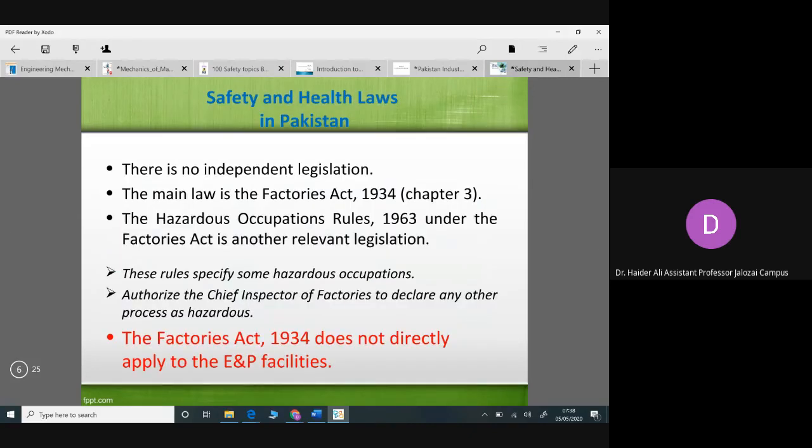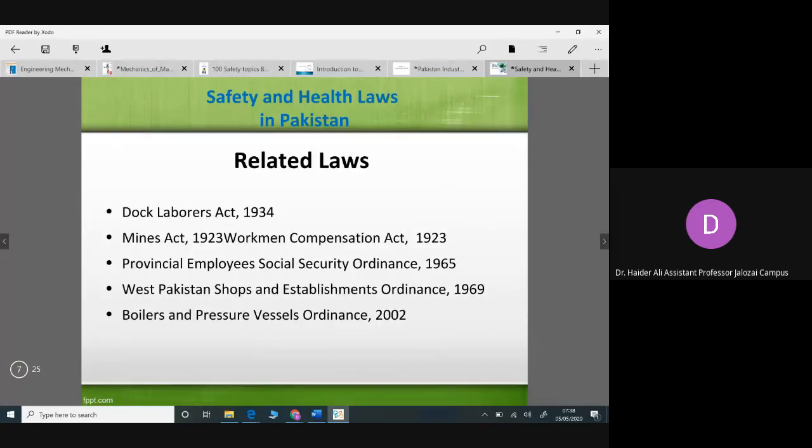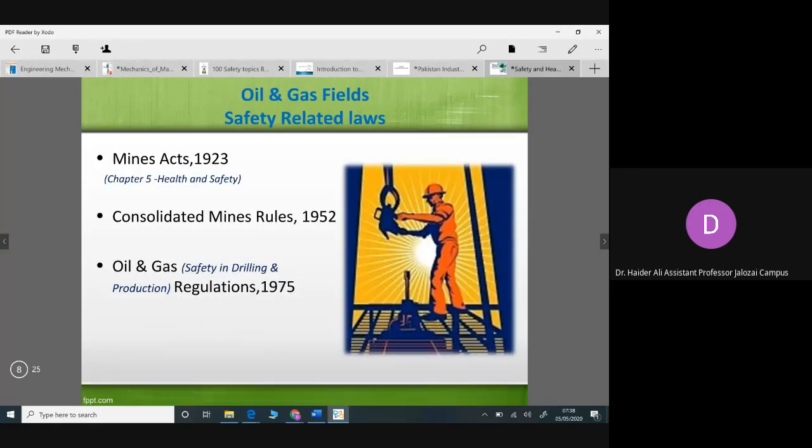Now, again, the rules that are present in Pakistan. So, the Hazardous Occupations Rules 1963 under the Factories Act of 1934. Then the Provincial Employees Social Security Ordinance 1965, West Pakistan Shops and Establishment Ordinance 1969, and then the Boilers and Pressure Vessel Ordinance 2002. So you can see these are some of the related laws. Mines Act 1923, Consolidated Mine Rules 1952, Oil and Gas Safety in Drilling and Production 1975.